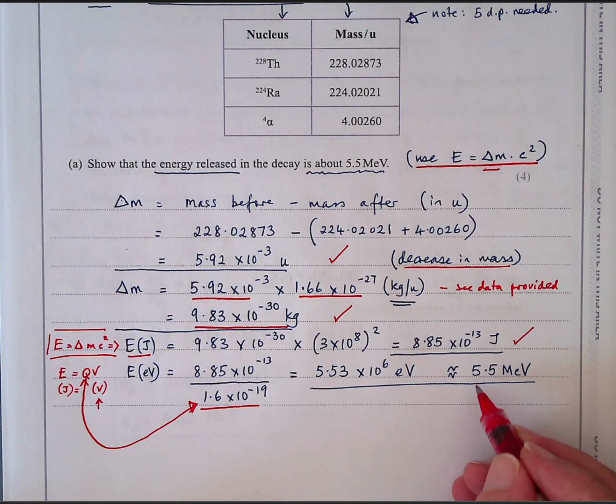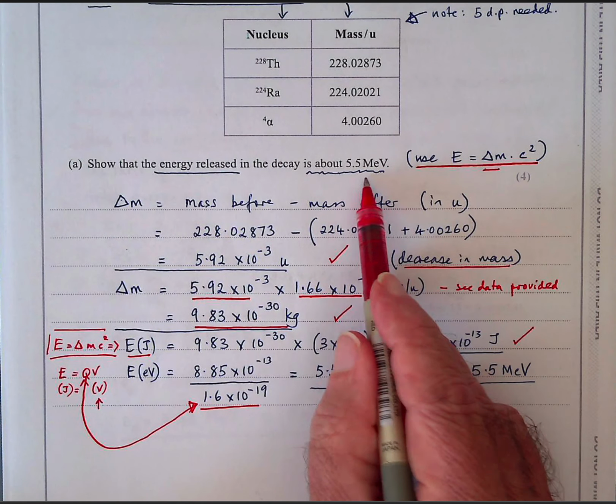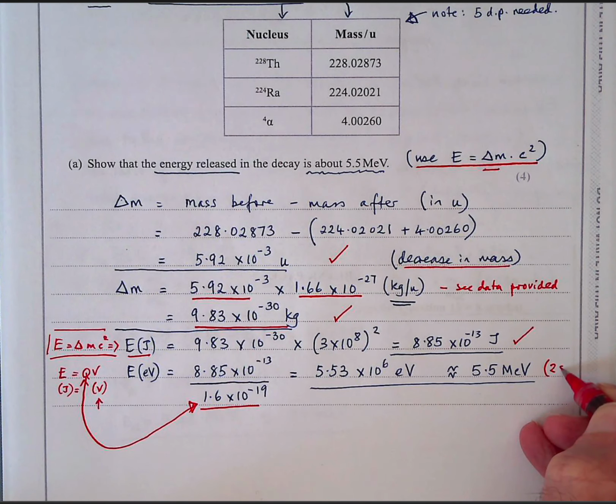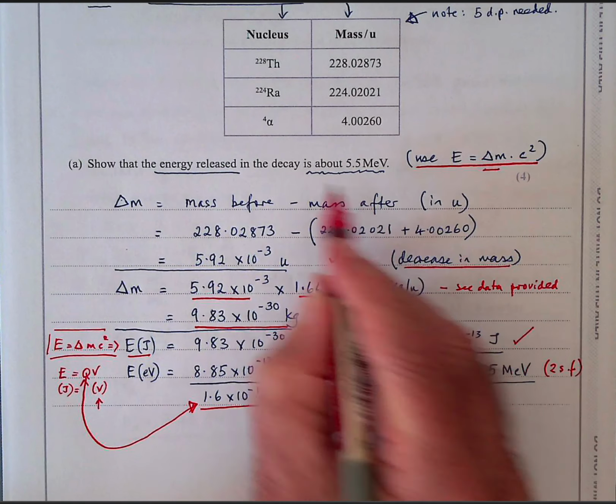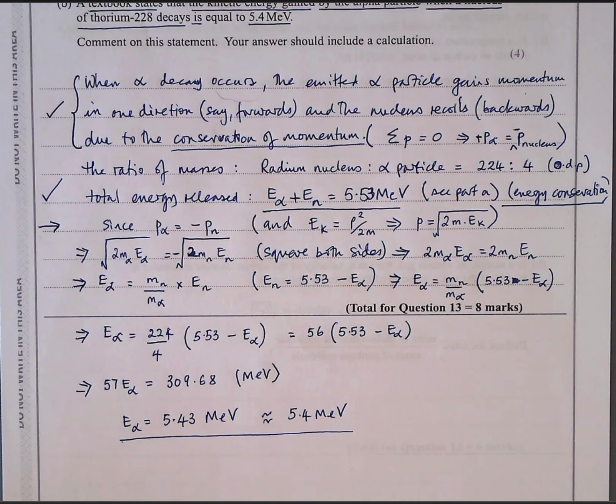So that's approximately 5.5, to two significant figures. It is 5.5, which is what they asked us to prove in the question. So that's the first part of question 13. I don't think most people would struggle with that.